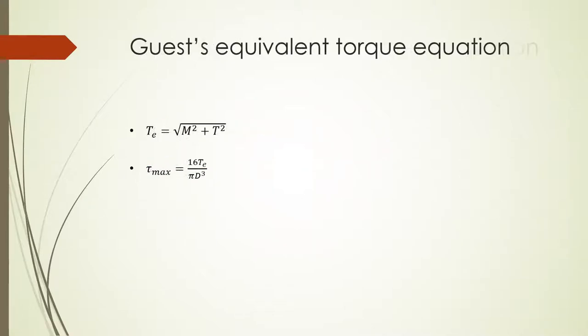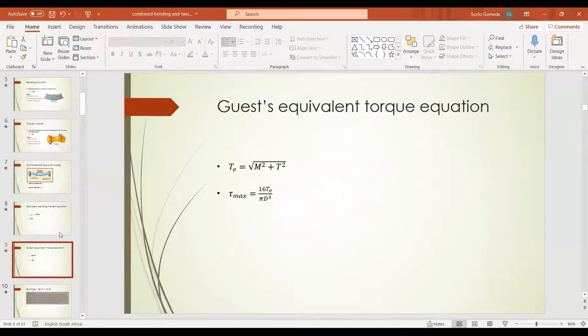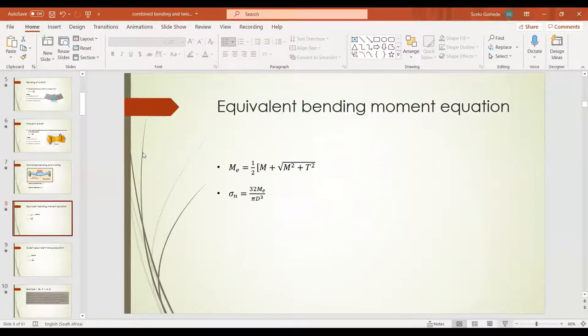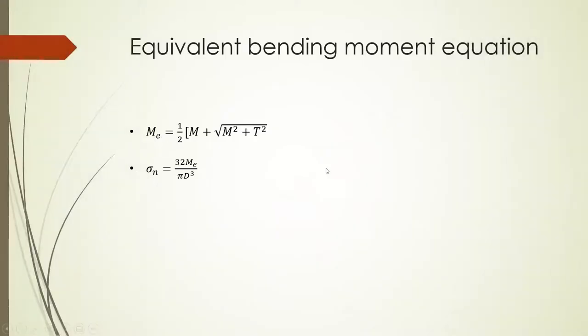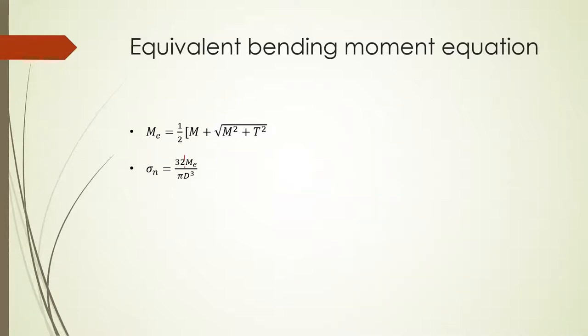We are using this principal stress for our first limit. If we use this for our first limit, guys, it means we need to find ME to find that diameter D using this bending limit. To find ME, you need to find M as well as the torque. The maximum bending moment as well as the maximum torque. We need to find these two.